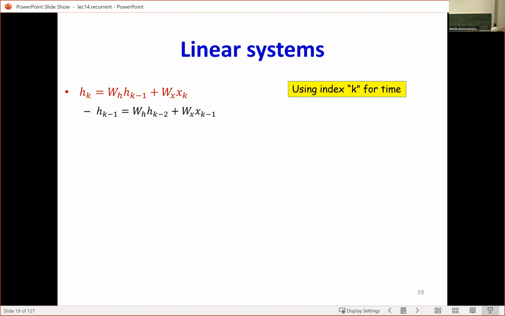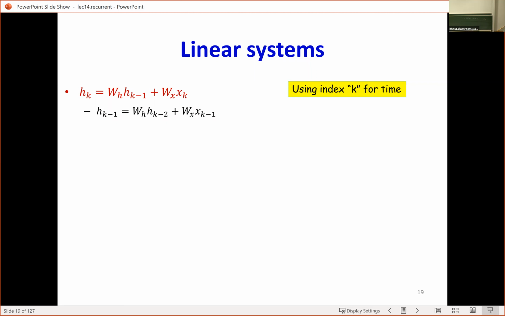And if I plug it in, what is the relationship going to end up looking like? Can someone tell me? I want to write h_k in terms of h_{k-2}. So who is number 33? How would I write it? Just tell me the equation. So it's W_h squared times h_{k-2} plus W_h times W_x x_{k-1} plus W_x x_k, right?